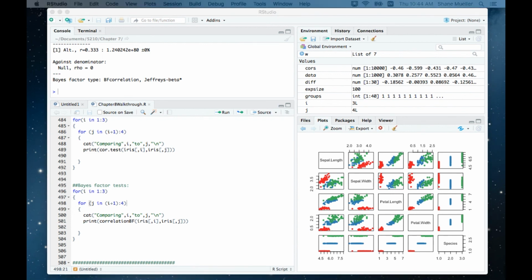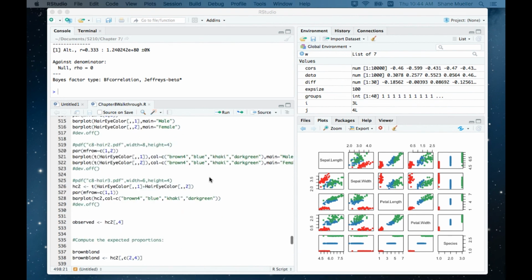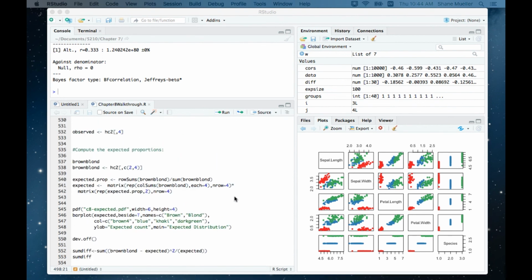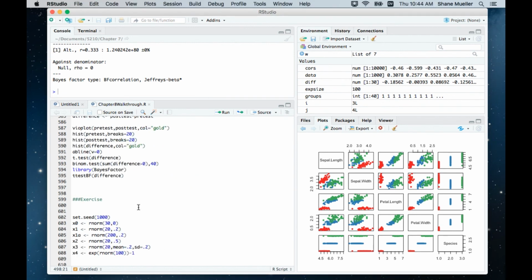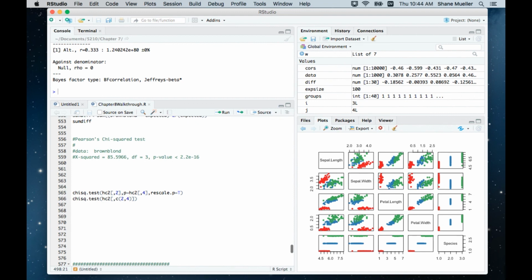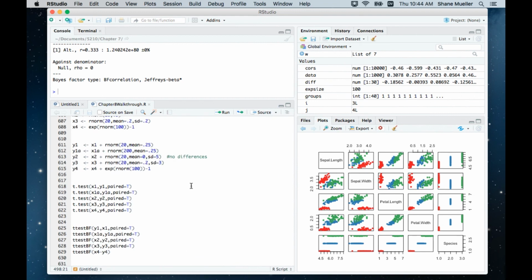All right, so that covers t-tests and correlations. I'm going to stop here and do one last video covering categorical comparisons, just to have a short break, plus some other issues that we'll cover in this chapter.